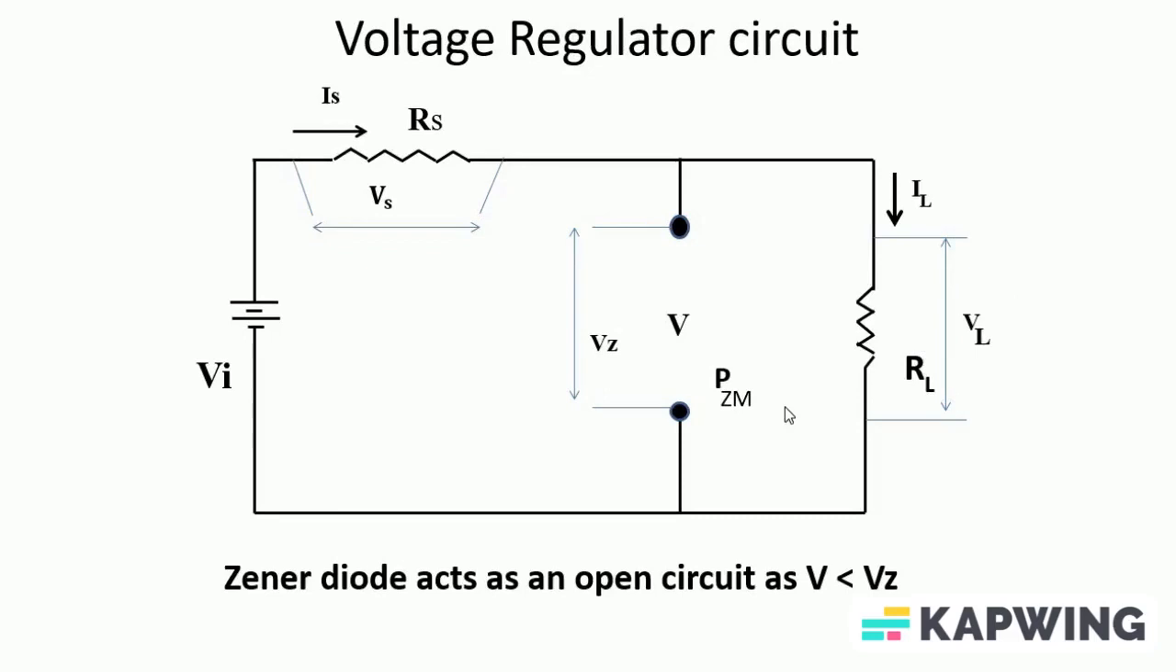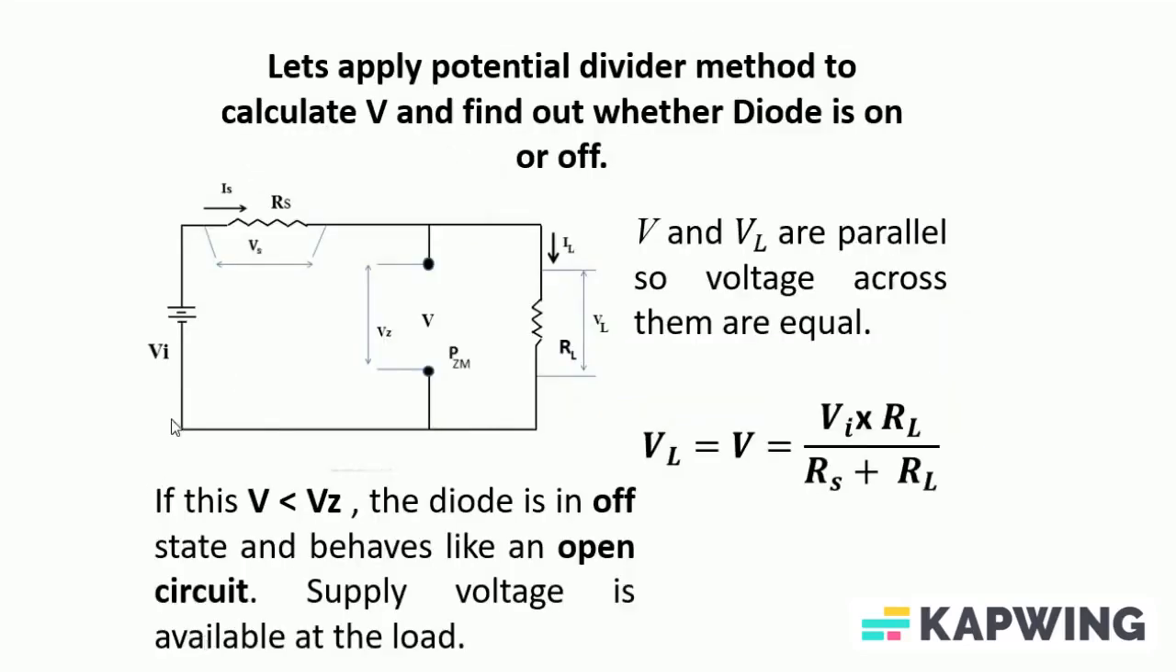Now if we want to calculate the voltage drop across this load resistor, the value of VL, we have a special formula which is called potential divider method. We have two resistors here, connected in series. We have this RS and RL, and the voltage VI is being divided into two parts, VS and VL. So potential divider method allows us to calculate the voltage drop across any of these resistors.